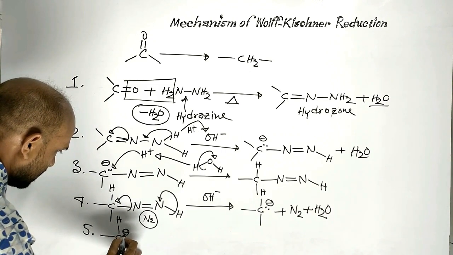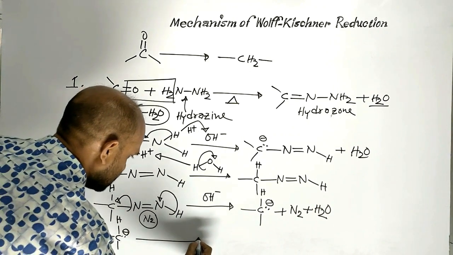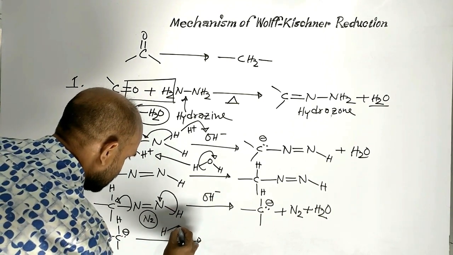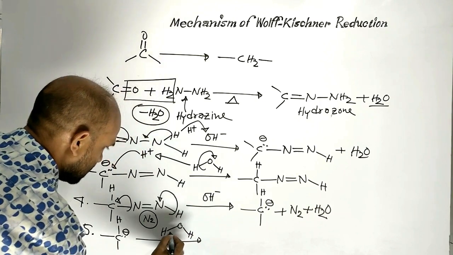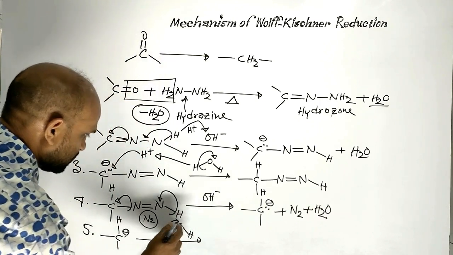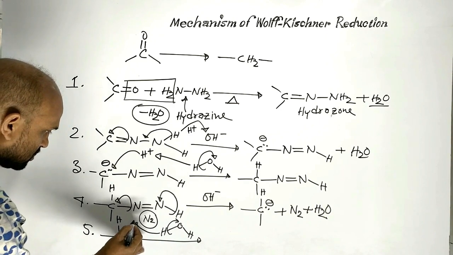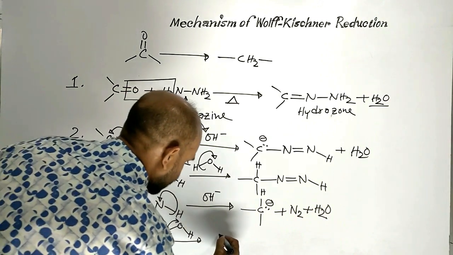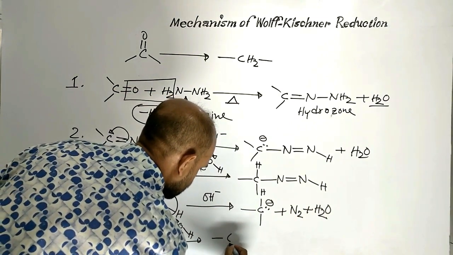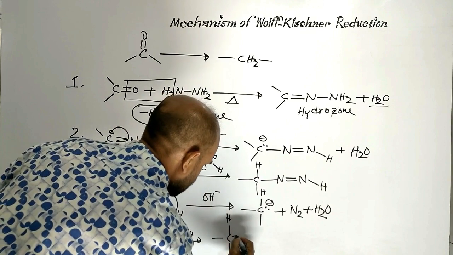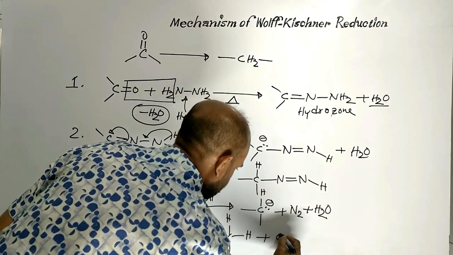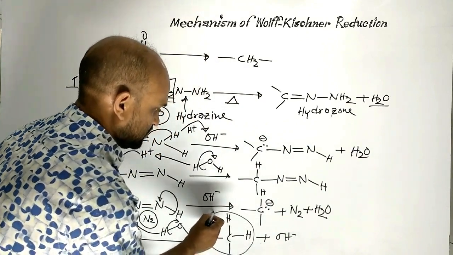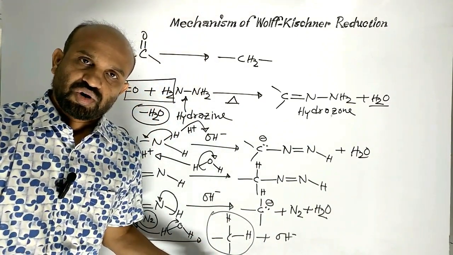Step 5. Hydrogen, carbon is negative in charge. This carbon undergoes protonation from water. Water produces proton. This proton combines with this carbon to form methylene group, hydroxide ion, CH2 group. Methylene group is formed.